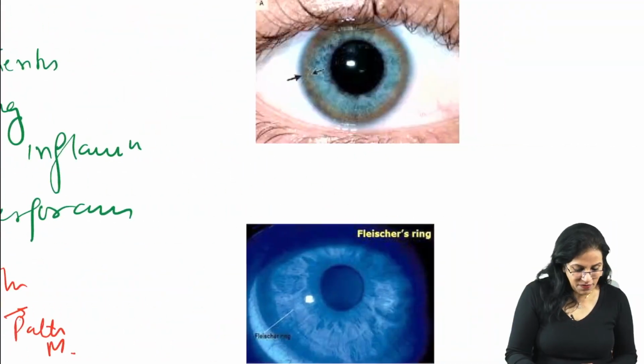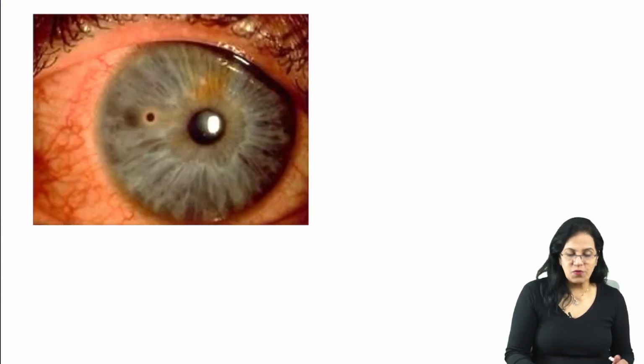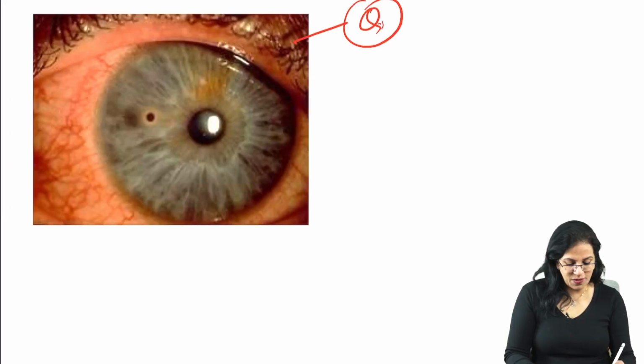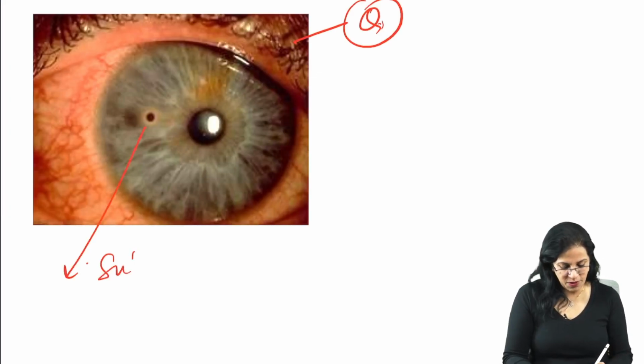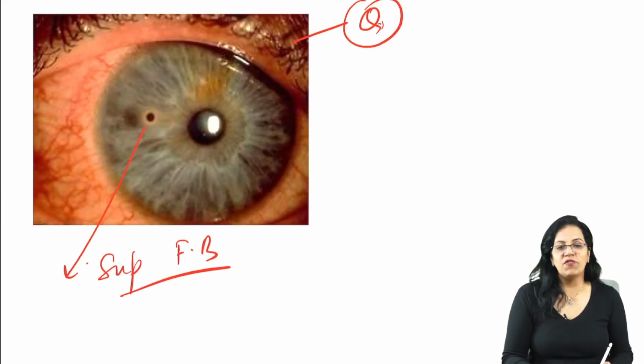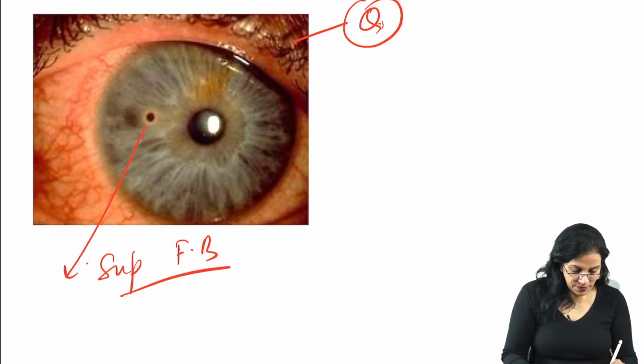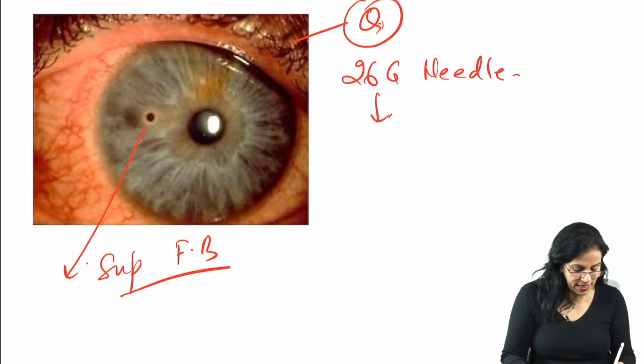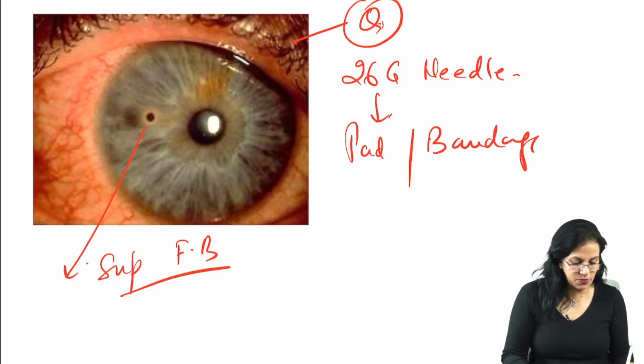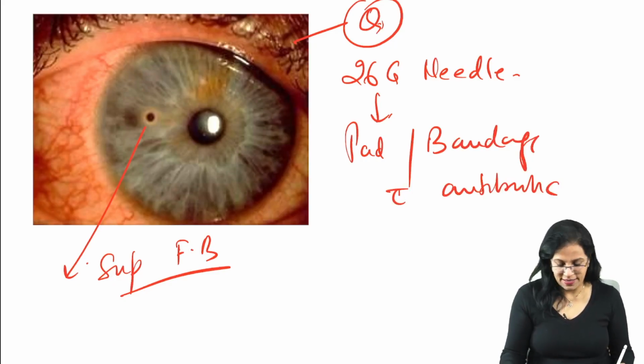Okay. Then before I move further, one more slide which we missed is a recent exam question. What you see here is a superficial foreign body on the cornea. We first assess the depth of the foreign body, how deep it is, and how you manage it. We will take a 26 gauge needle, remove it, and then pad and bandage with antibiotic ointment. Okay, pad and bandage with antibiotic ointment.